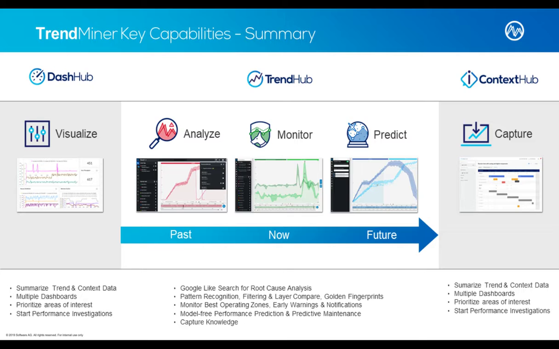That's when you do that analyze, monitor, predict workflow. That's when you're looking for patterns. That's when you're looking for your best operating zones. And whenever I'm done with my analysis, I can tag some events. I can create some context items. And this can also be done automatically.